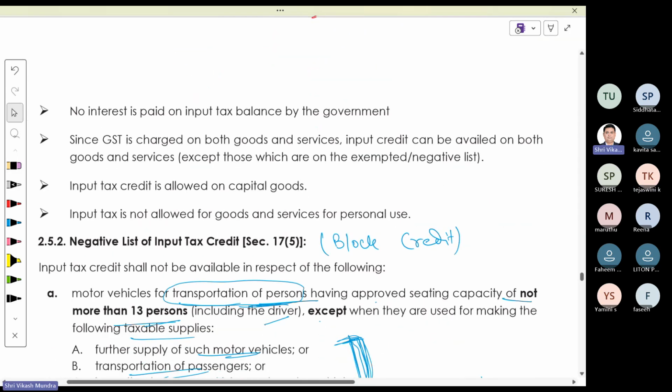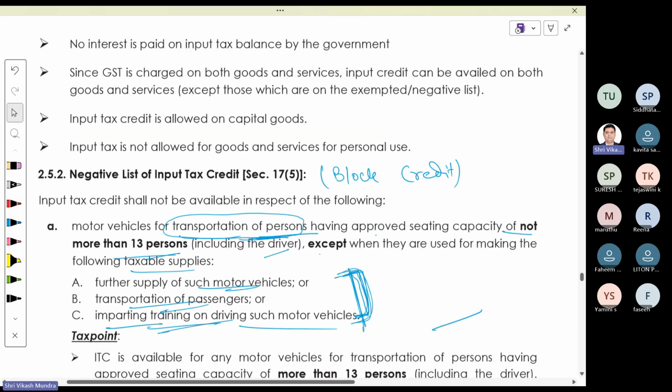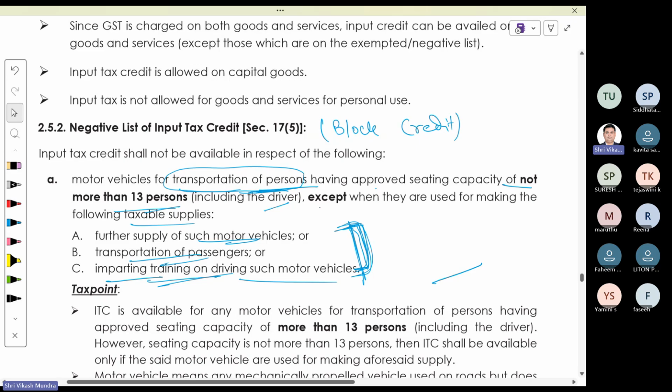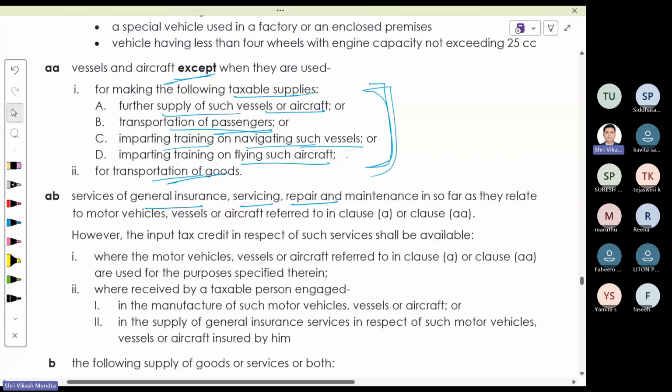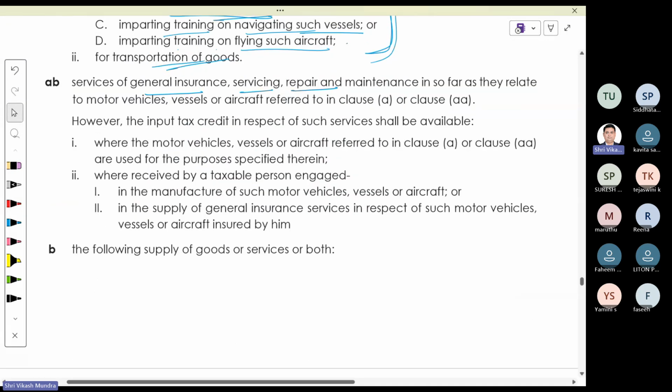So where is the blocked credit? Number one, motor vehicle. If it is used for supplying motor vehicles, transportation of passengers, or imparting training on driving such motor vehicle. Apart from that, if a motor car is used for any other purpose, ITC is not available to you. Similarly, vessels and aircraft and any services relating to that motor car, vessels or aircraft, ITC is not available.